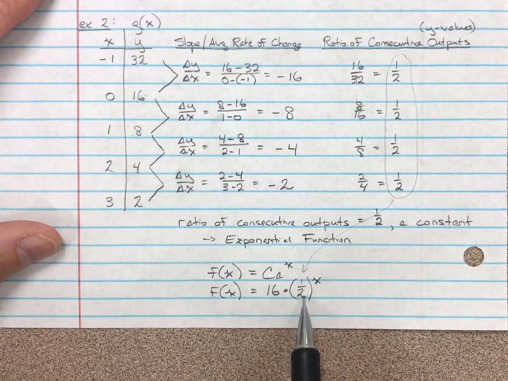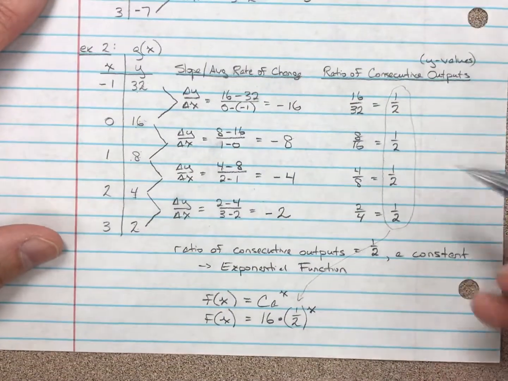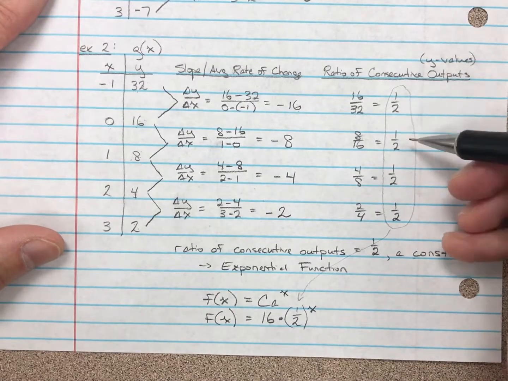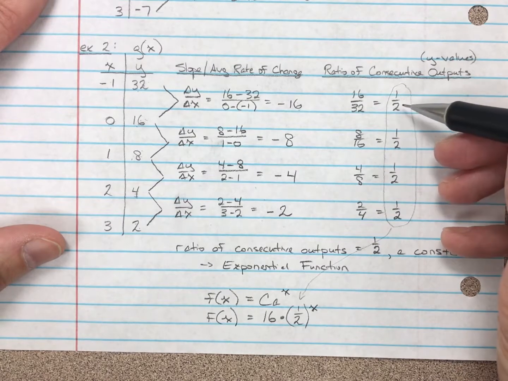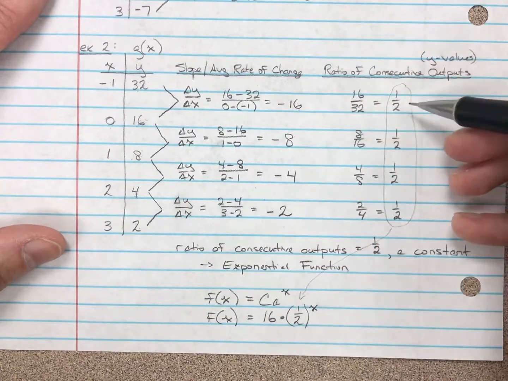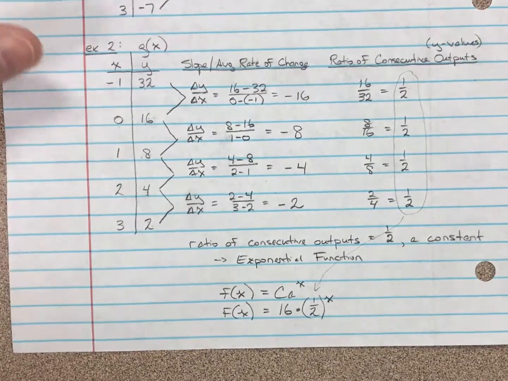So let's go back to this piece here. The base is called the growth factor. Now in this case, we're growing by 1/2, but honestly we're shrinking down. Still, the growth factor is 1/2 right here. Now let's put that in our calculator.